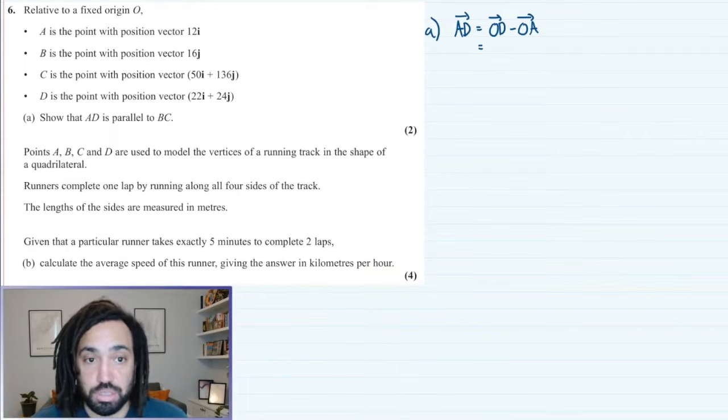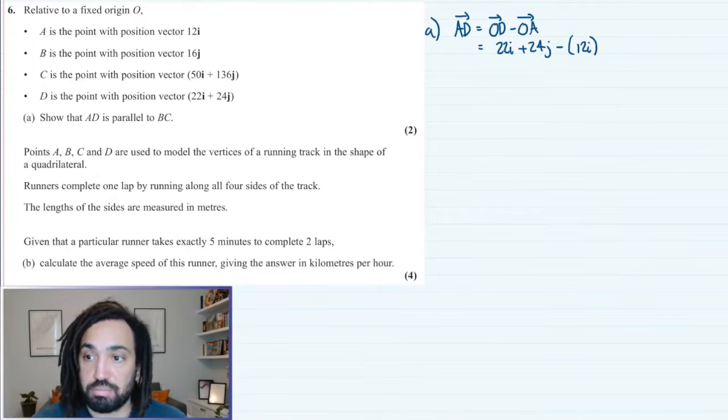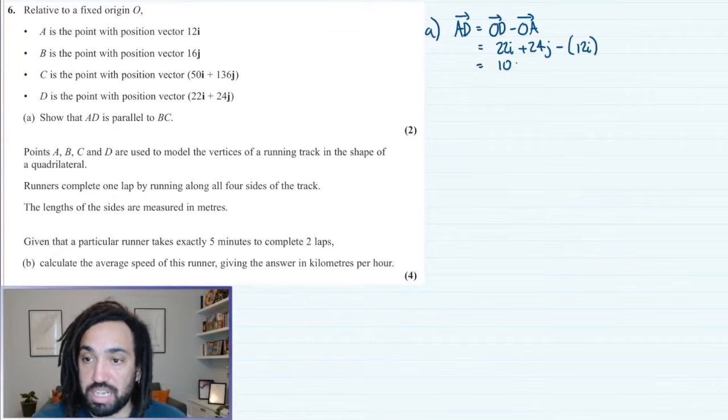which is equal to 22i plus 24j minus just 12i. Okay, perfect, which gives me, I take the i's away, so I get 10i plus 24j.